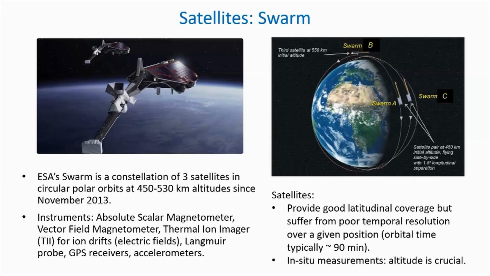And in general, these polar orbiting satellites are nice because they provide us with very good latitudinal coverage of things. But then if you want to have information above a certain latitude, you get that only once per orbit, which is roughly 1.5 hours.